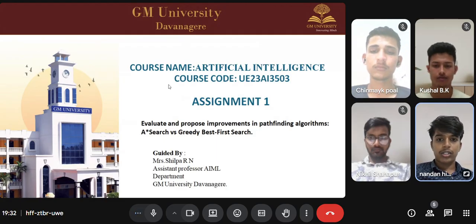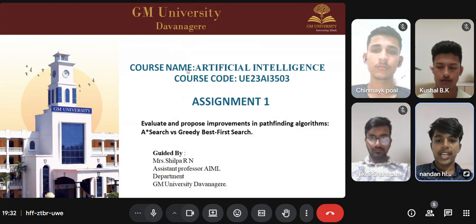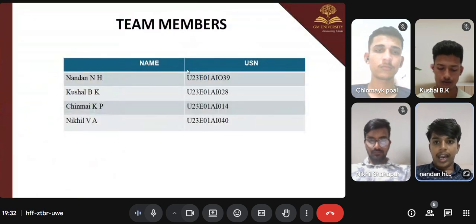We are here to present our assignment one of the Artificial Intelligence subject. We evaluate and propose improvements in pathfinding algorithms, A star search versus greedy best first search. These are the types of search, and this is guided by Shilpa ma'am, Assistant Professor of AIML Department, GM University, Davangere. And these are my team members, Kushal, Chinmay, and Nikhil.